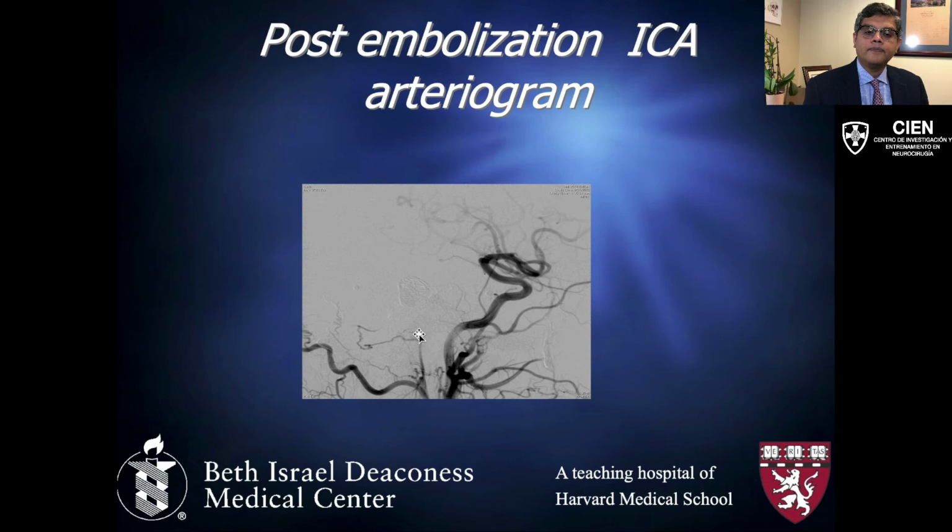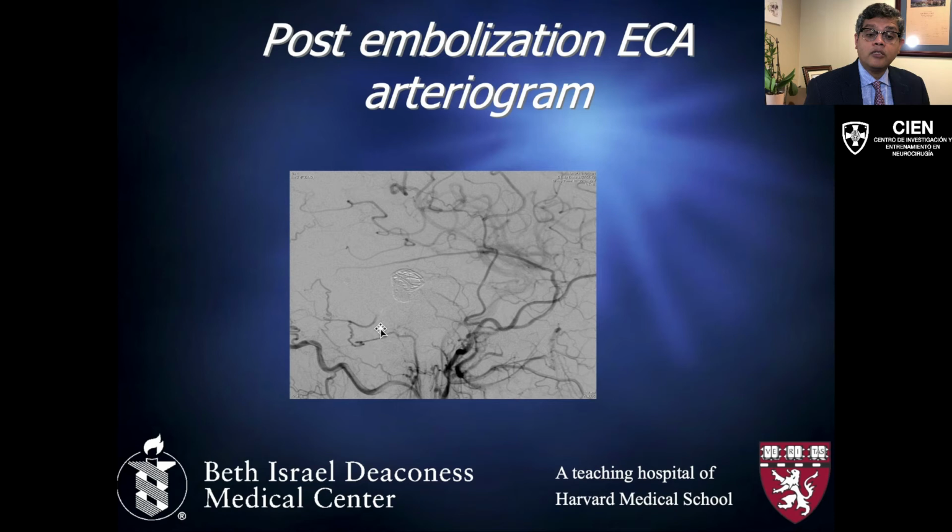This is the final post-embolization angiogram. You can see how all those tentorial branches have thrombosed off. Similarly, all the branches from the occipital artery supplying it have thrombosed off. So once you take down the pouch, all the feeding vessels thrombose.